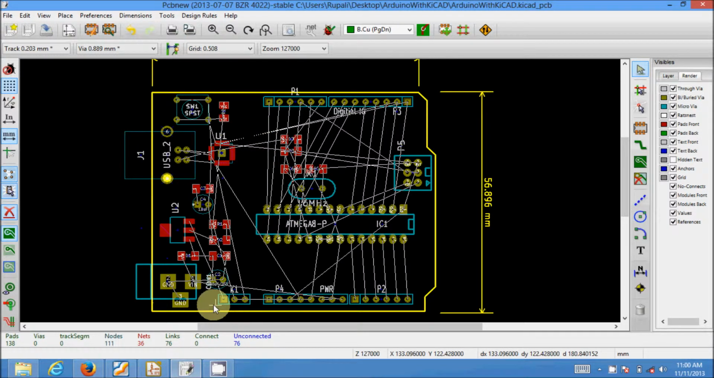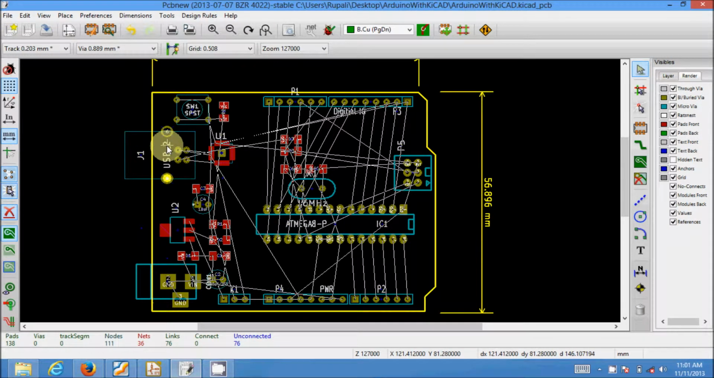In fact, these are just lines. We need to draw tracks along with them, or we could complete the links to make the board completely routed. Also, you could observe at the bottom that it says there are 76 links and none of them are connected right now, and all of them need to be connected. So this is how it is at this point in time.